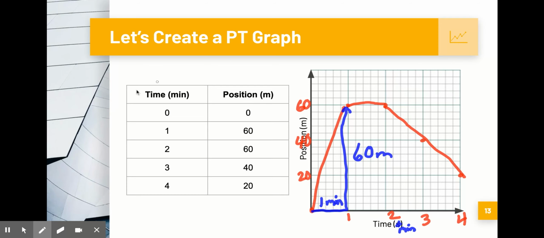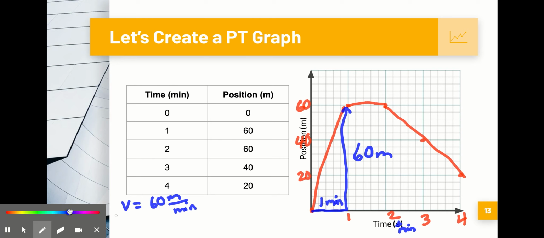I'm going to write this over here for my own sake. V is equal to 60 meters per minute, because all I did was rise over 1, 60 divided by 1. Pretty straightforward. The next region, let's change the color to orange-ish yellow. This region doesn't rise over run at all, so this would be a slope of 0 meters per minute. So V2, 0 meters per minute.